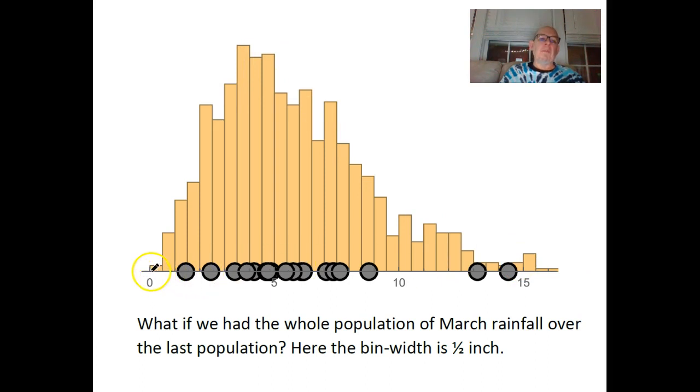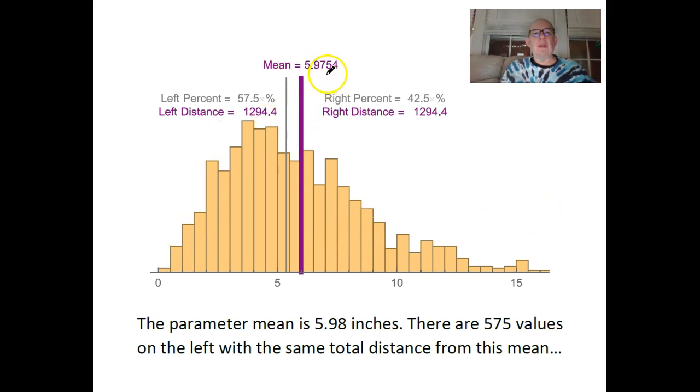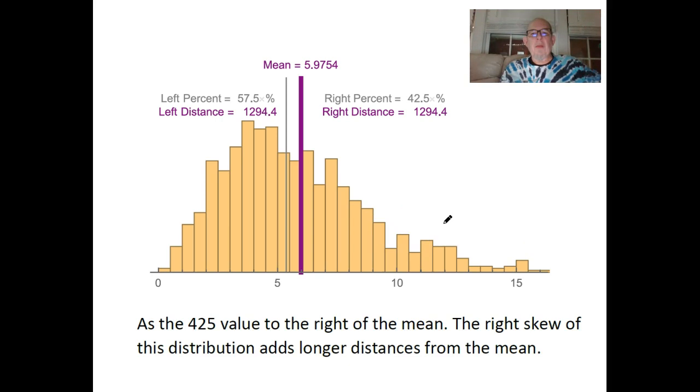But instead of using bin widths of 2, because we have enough data, we can use bin widths of 1/2 inch, okay? Okay, so now what do we do? Well, let's look at one way of finding a center of this data where we can build our interval, and that is using the mean. So our mean in this set of 1,000 data is almost 5.98 inches, and the 575 data points to the left of this form the same distance of 1294.4 total distance as the 425 points to the right of this, and that's why our data has been stretched out.